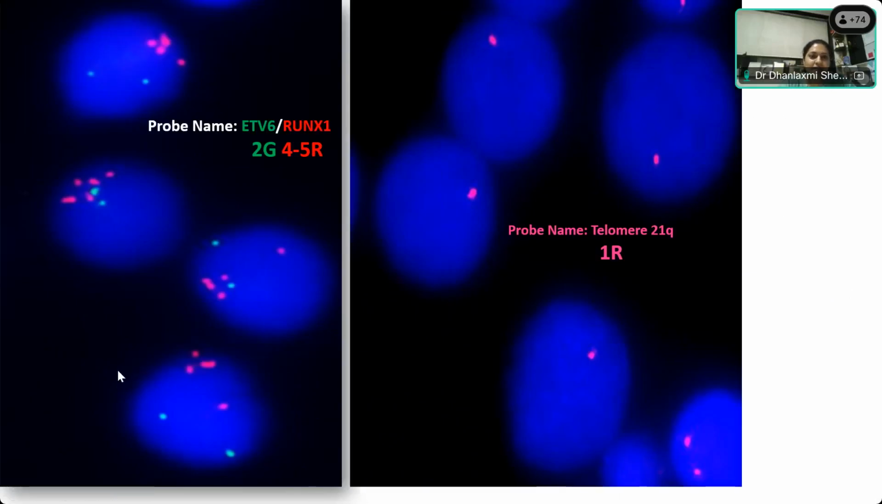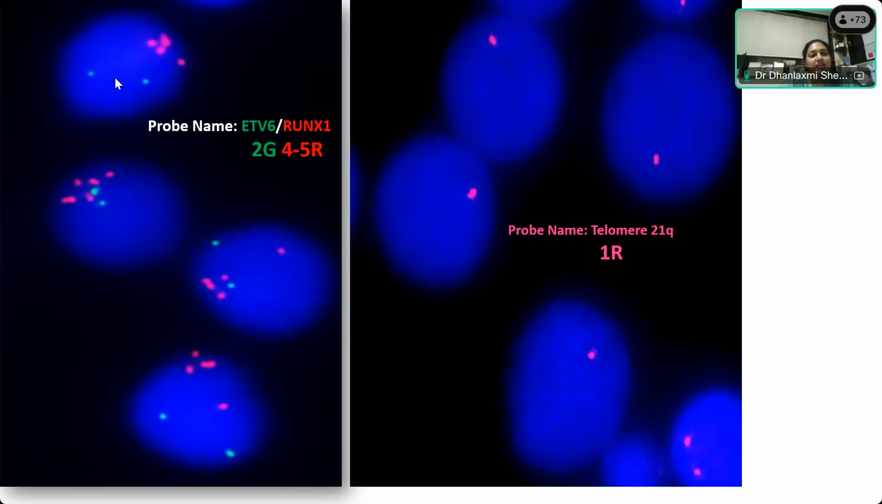Coming to the next one. This is slightly one step up. I think Dr. Mayur has explained this wonderfully. This is an image where we have used the ETV6 and RUNX1 probe. Dr. Mayur has already explained ETV6 is present on chromosome 12p and RUNX1 is present on chromosome 21q, right?